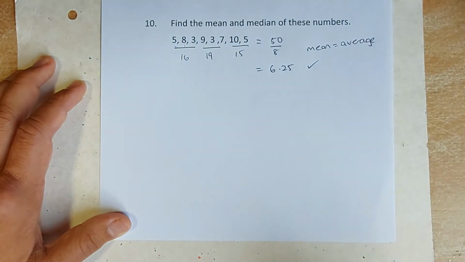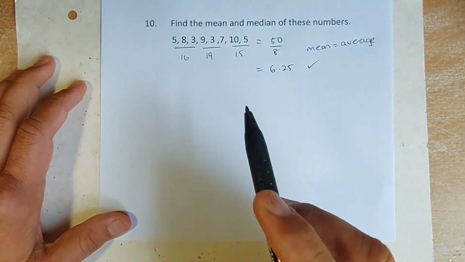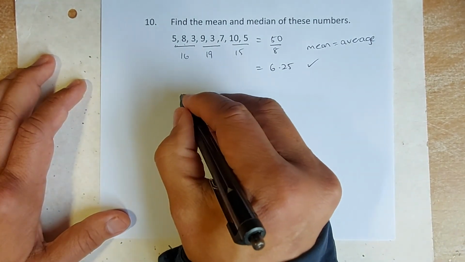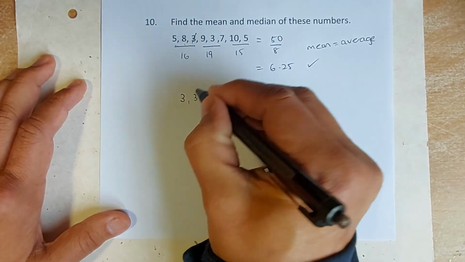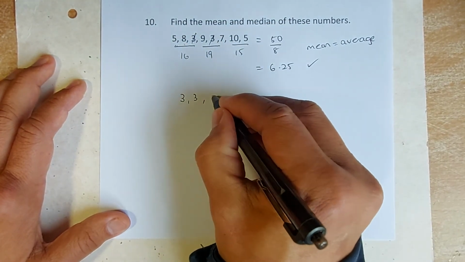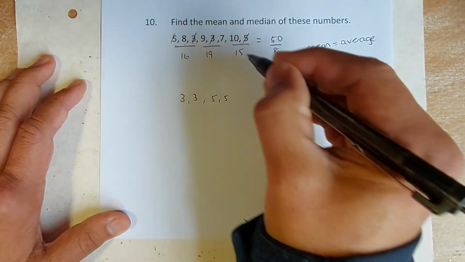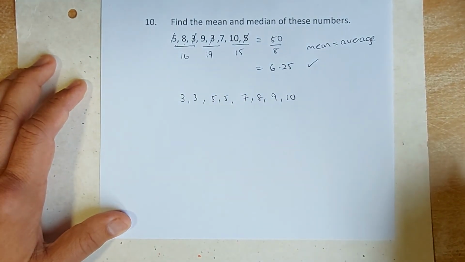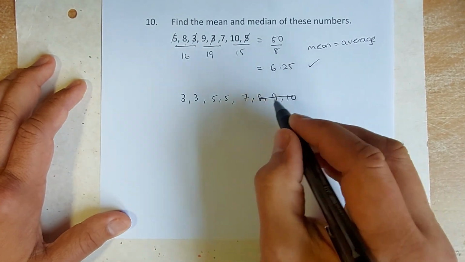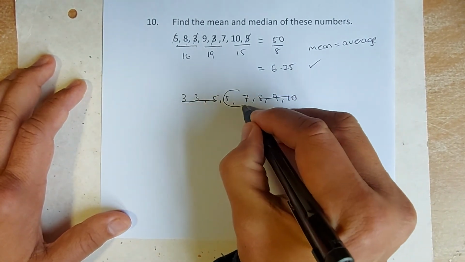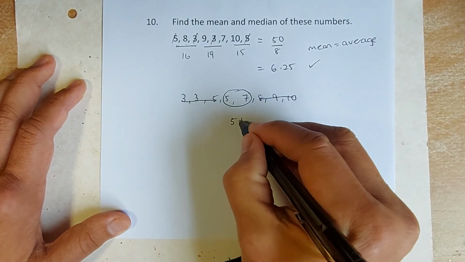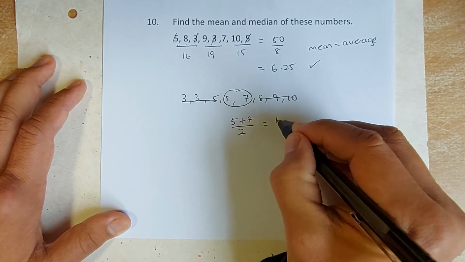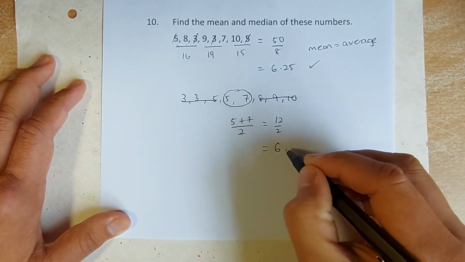To find the median, you do not just find a middle number. Before you do that, you have to arrange the numbers from smallest to biggest. So we're going to arrange them: 3 is the smallest, followed by another 3, and then we have 2, 5, cancel the 5, and then we have 7, 8, 9, 10. To get the middle number, you cancel 3 from the front and 3 from the back, and the 2 middle numbers are 6 and 7. So you add the 2 numbers together and divide by 2, to get the average of the 2 numbers. 5 plus 7 is 12 over 2, and the median is 6.